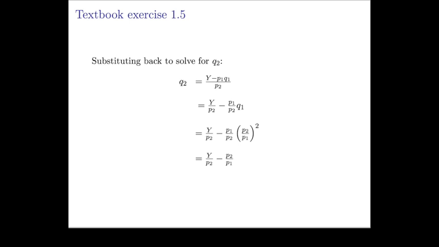So that's just going to be Y over P2 minus P1 over P2 times P2 over P1 times P2 over P1. That cancels with that, cancels with that. And so we have Y over P2 minus P2 over P1.